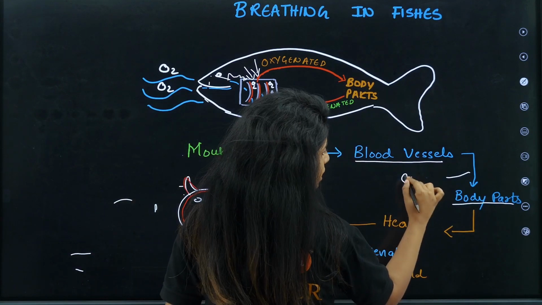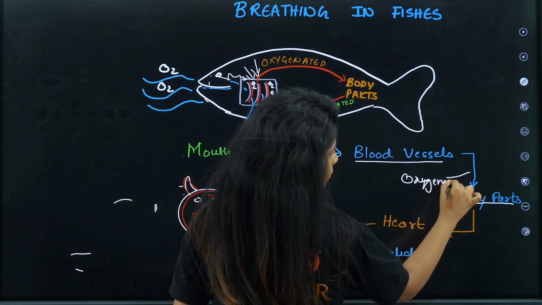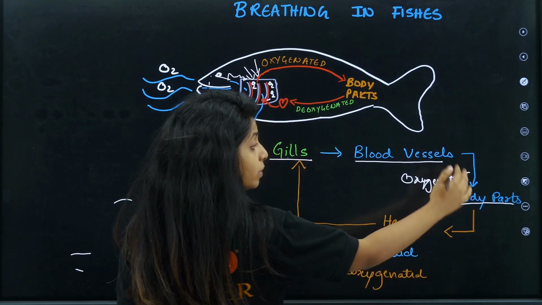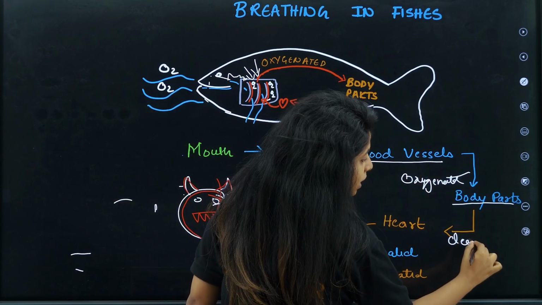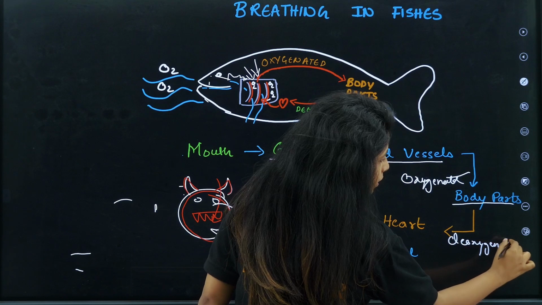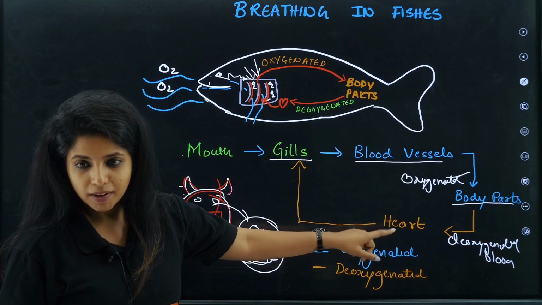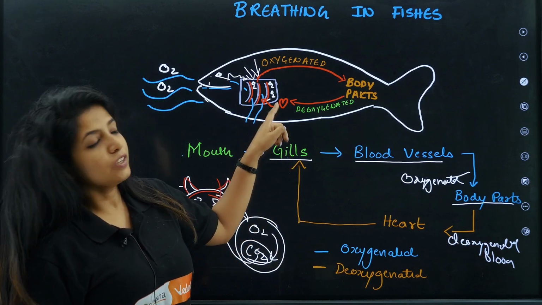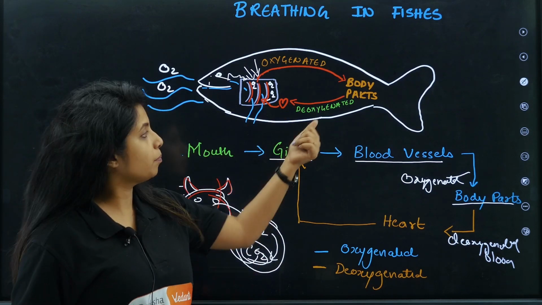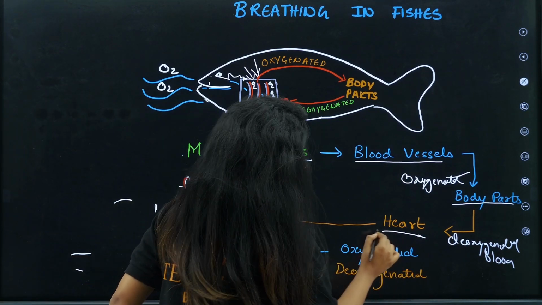This is oxygenated blood, and then from the body parts, deoxygenated blood goes to the heart. I missed that particular portion. So it goes to the heart, and the heart will pump it back to the gills.